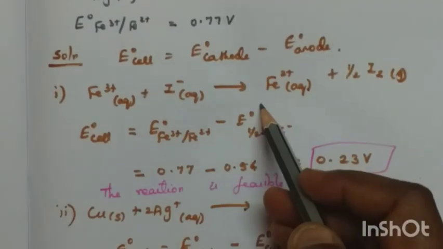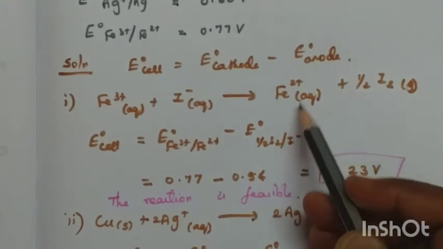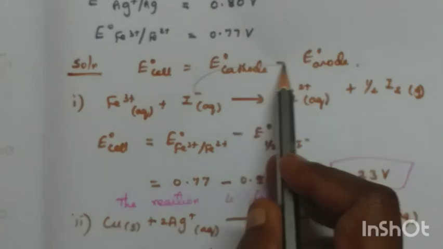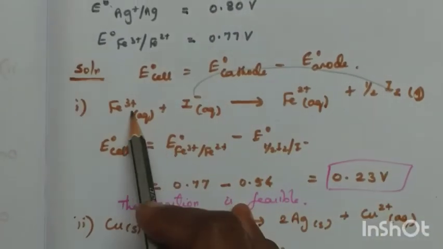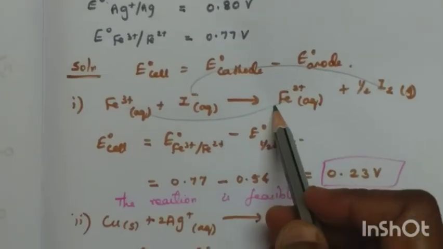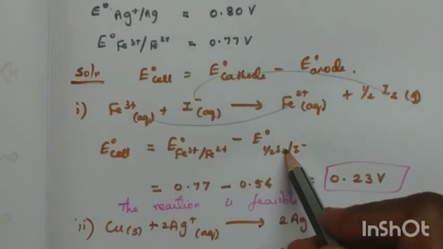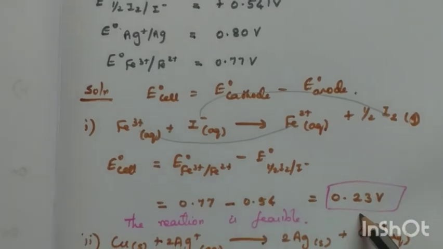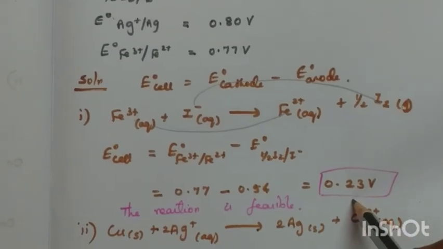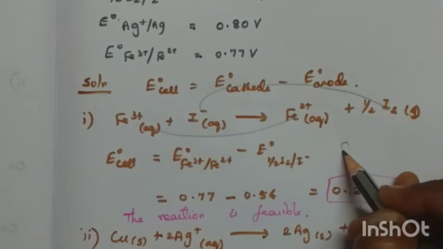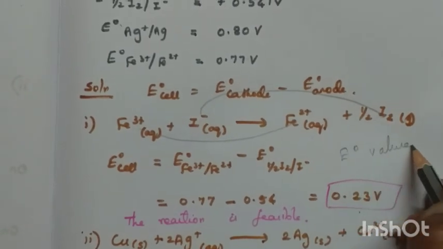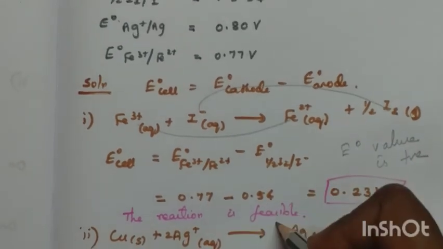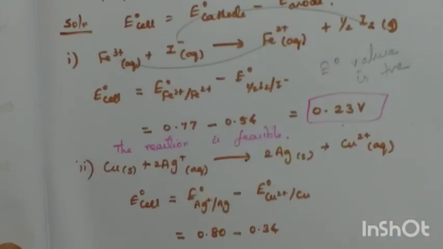Fe3 plus and I minus gives Fe2 plus and half I2. This is removal of electrons, oxidation. This is reduction. Reduction takes place at the cathode and this is the anode. So substitute the values here and find the value. If the E naught value is positive, it is possible, therefore the reaction is feasible. If it is negative, it is not feasible.